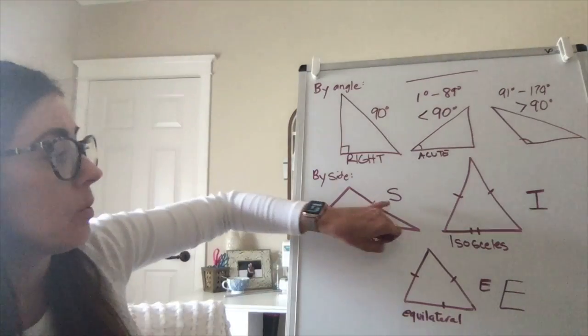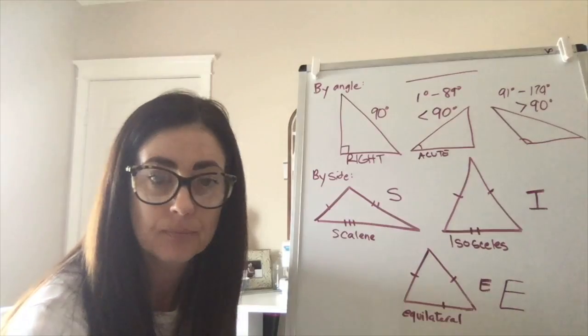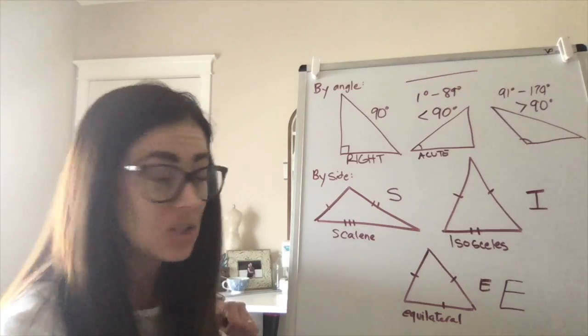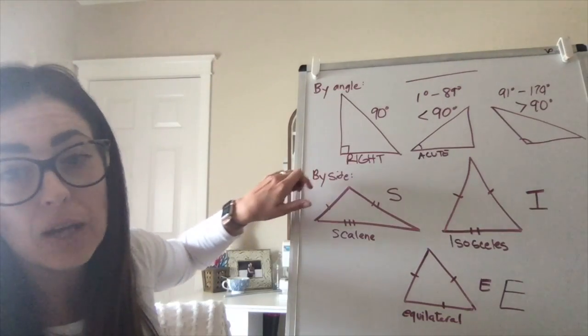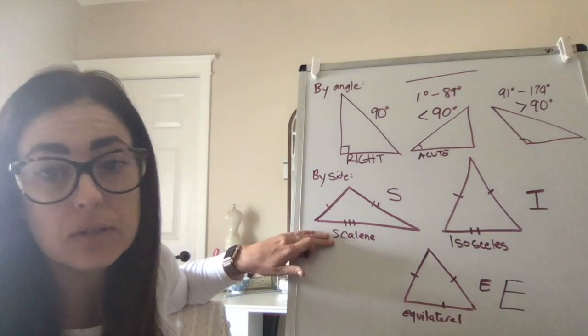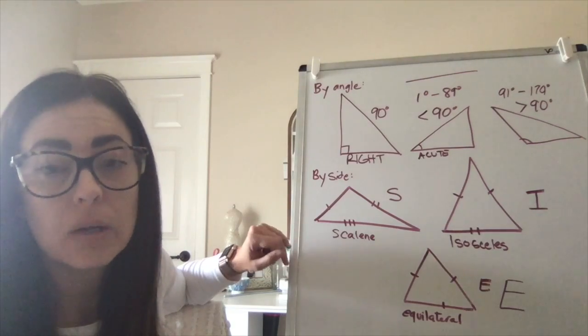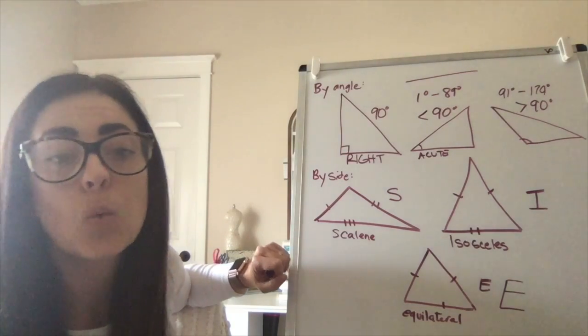Now, how many equal sides do we have in an S? We don't have any, right? So that's one way you can remember that a scalene triangle, or a triangle that starts with S, has no equal sides. Now there's one more trick.